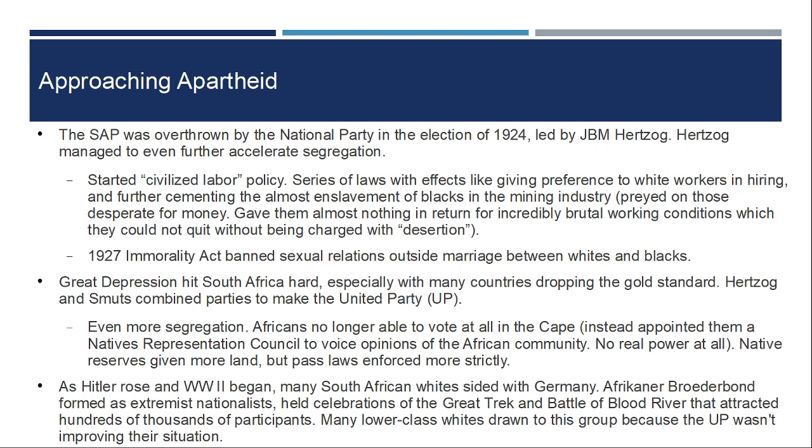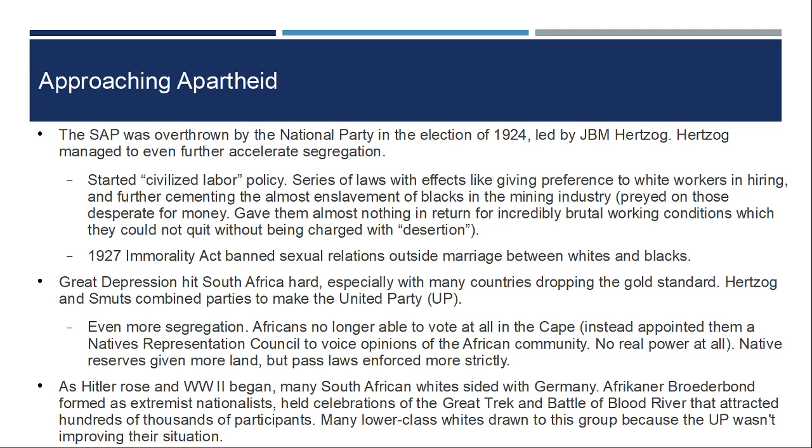The native reserves are given more land during this time period. They up it to about 13% of the total land in Africa, so we're still looking at about 13% for about 66% of the population. But in exchange for that, the pass laws are now enforced even more strictly. So what looks like it could be a good thing on the surface is actually bad, because it makes things worse. And then World War II starts to roll around.